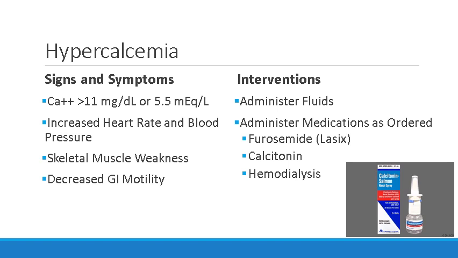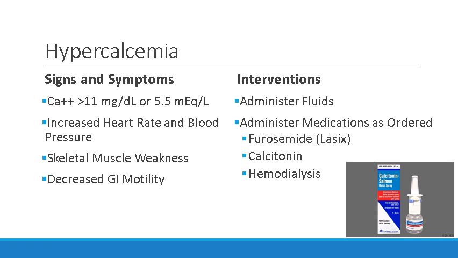Hypercalcemia, or high levels of calcium in the blood. Signs and symptoms: calcium blood levels greater than 11 milligrams per deciliter, or 5.5 milliequivalents per liter. These individuals are going to have increased heart rates and higher blood pressures. Also skeletal muscle weakness, decreased GI motility. So think of GI motility, if that's decreased, puts them at a higher risk for constipation, and then bowel problems that can happen because of constipation.